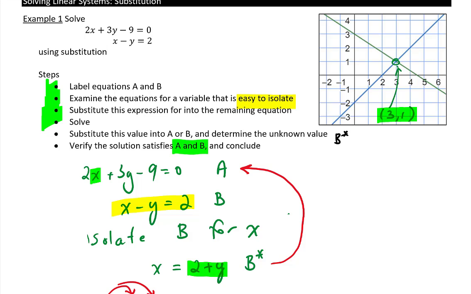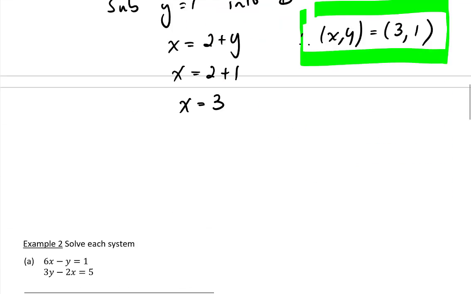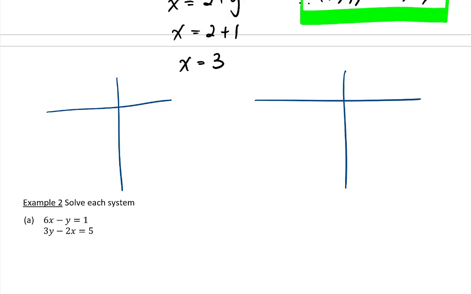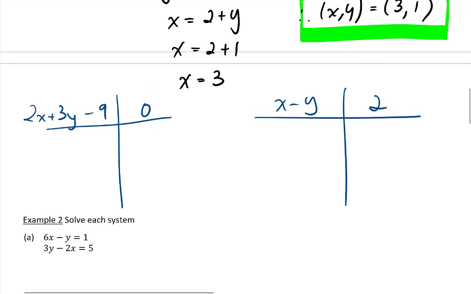So let's go through that. Back to the bottom here. We're going to verify now by doing our t-charts. Our first equation is 2x plus 3y minus 9 equals 0. Our second equation is x minus y equals 2. Remember, our point is (3, 1).